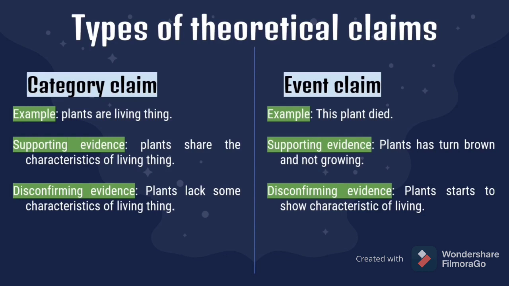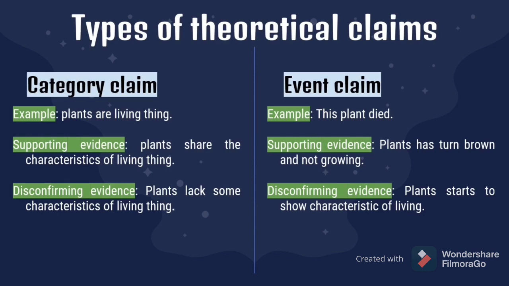There are two types of evidence, the supporting evidence and the disconfirming evidence. The supporting evidence would be that plants share the characteristics of living things, while the disconfirming evidence is that plants lack some characteristics of living things.